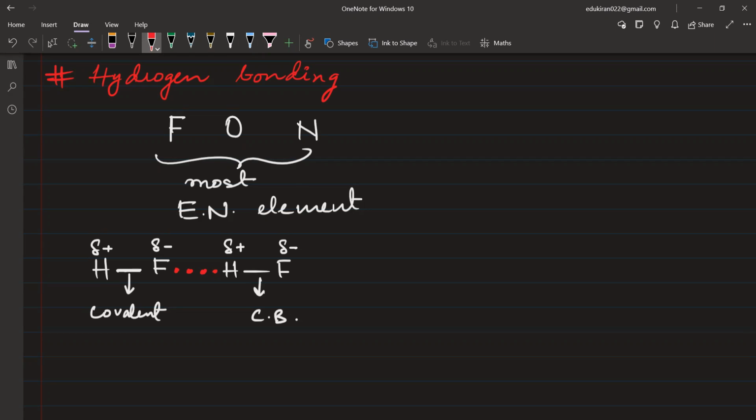Now this delta positive and delta negative are going to show some kind of attraction, because positive and negative charges are opposite and they attract each other. Now this red thing, whatever I have drawn, this is the hydrogen bond.